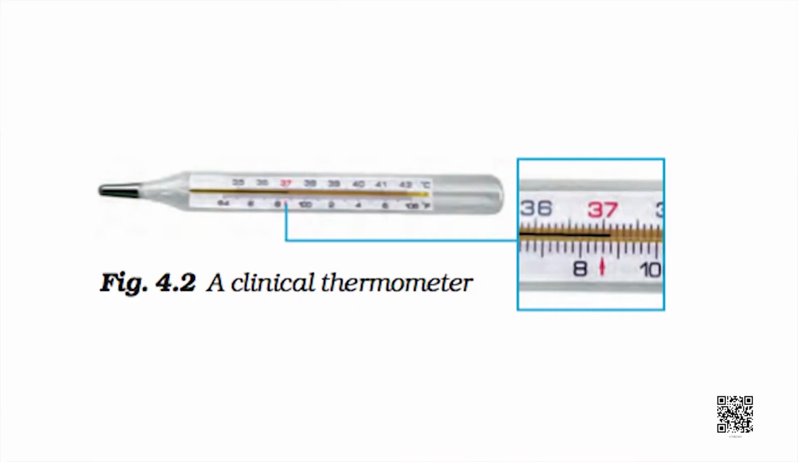Students, have you ever noticed a thermometer? We use a thermometer to measure the temperature of our own bodies. The thermometer which we use to take temperature when we get a cold or a fever, you might have noticed in your homes too. That thermometer is known as a clinical thermometer. It ranges from 37 degrees Celsius to 42 degrees Celsius.